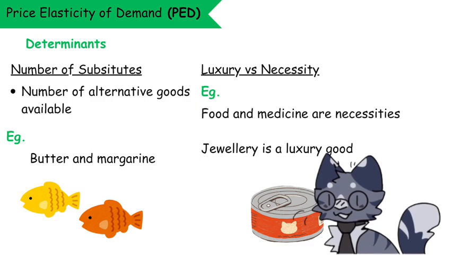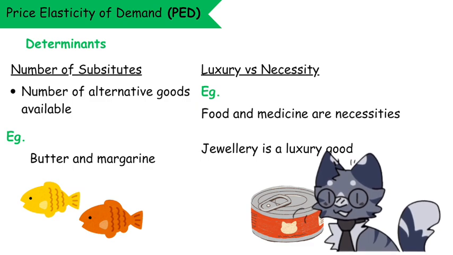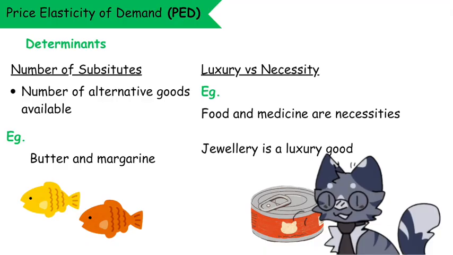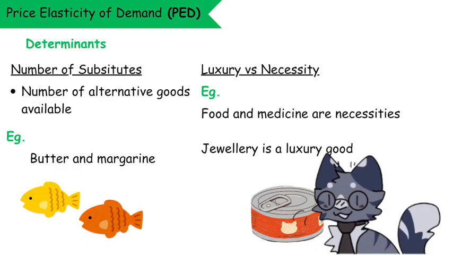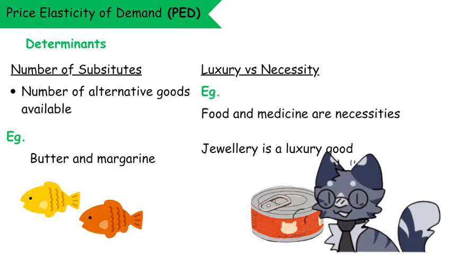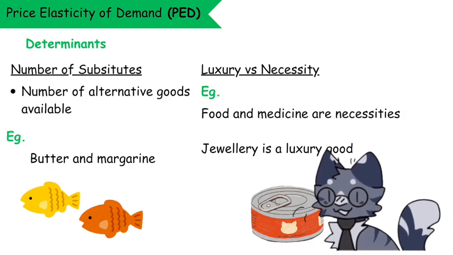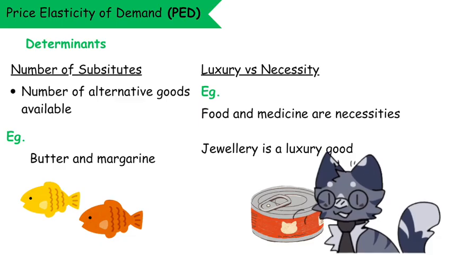So, if the price rises by a lot, the quantity demanded is not likely to change by a lot. Whereas luxury goods are just goods that are nice to have, like you can live without it. Meaning, if the price of luxury goods rose by a lot, you probably won't buy it anymore if you can't afford it. So the quantity demanded will drastically fall.